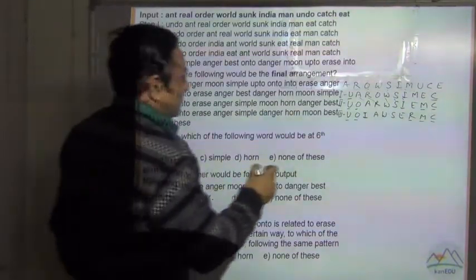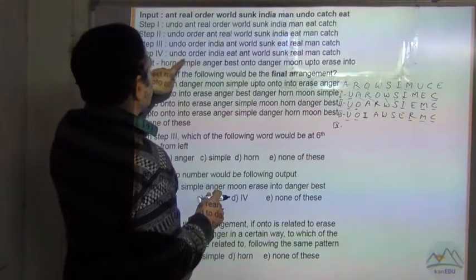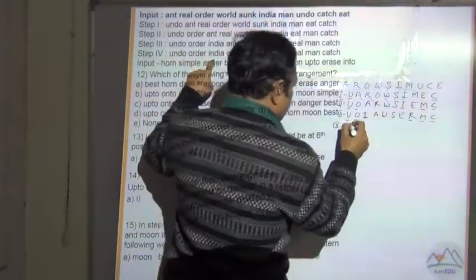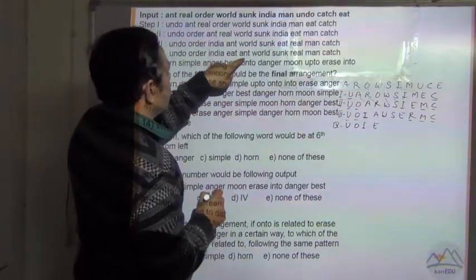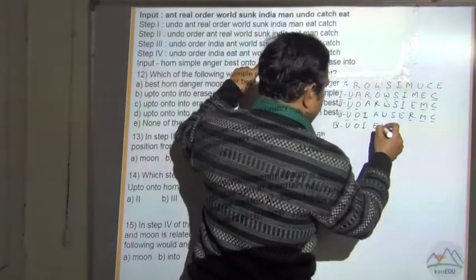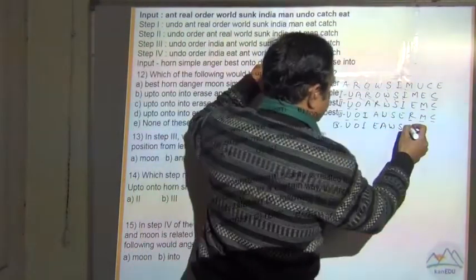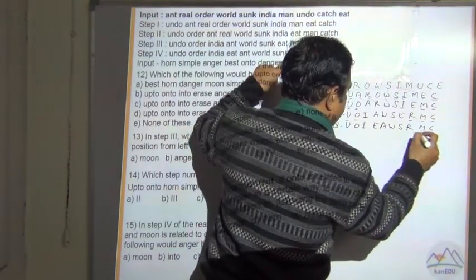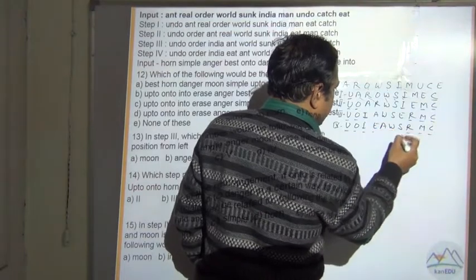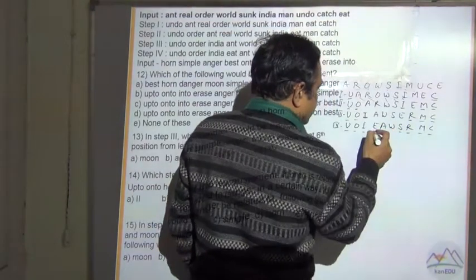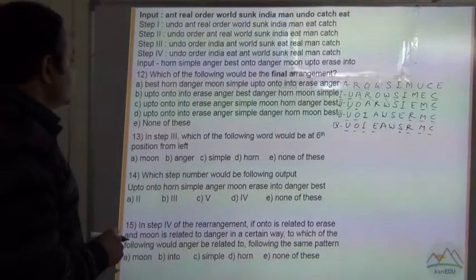So step 4, final one: U, O, I, E, A, W, S, R, M, C. Now these positions are same. Now E has come here. And S has changed the position. S is the new character and E is the new character. So these are the 4 steps.